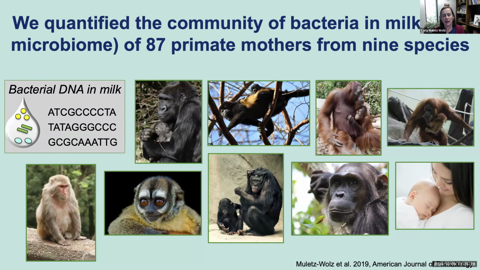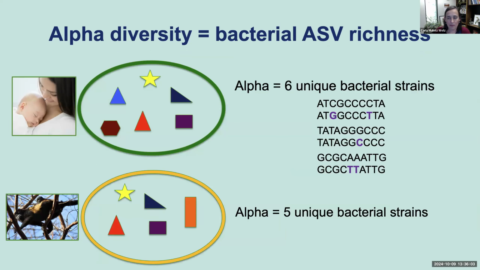So we quantified the community of bacteria in milk. This is what I'm generally referring to as the milk microbiome, of 87 primate mothers. This was our first paper, from 9 species. When I say the bacterial community, we're quantifying the bacterial DNA in the milk, and specifically we are looking at the 16S rRNA gene. So we're just using one gene to figure out what the microbes are. We are collaborating on projects doing shotgun metagenomics and also looking at gene expression, but they're in analysis stages right now.